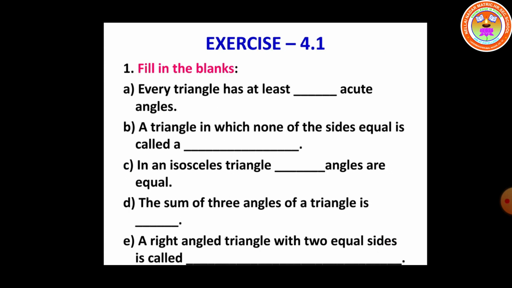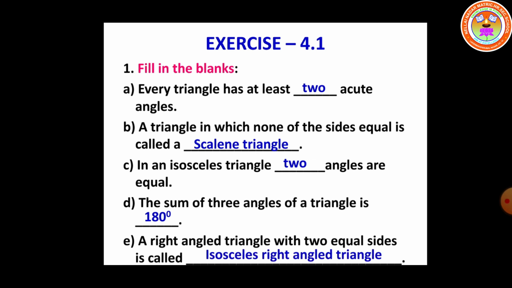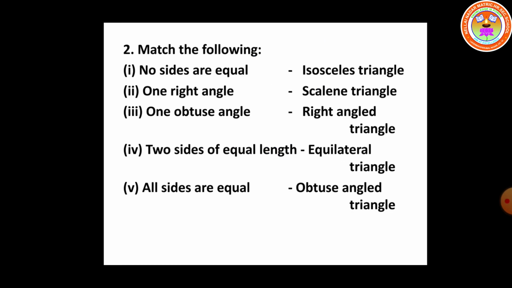Let us see the exercise 4.1. First question, fill up. First one, every triangle has at least dash acute angles. Second one, a triangle in which none of the sides equal is called a scalene triangle. Third one, in an isosceles triangle, dash angles are equal. Two angles are equal. Fourth one, the sum of three angles of a triangle is 180 degree. Fifth one, a right angled triangle with two equal sides is called isosceles right angled triangle.